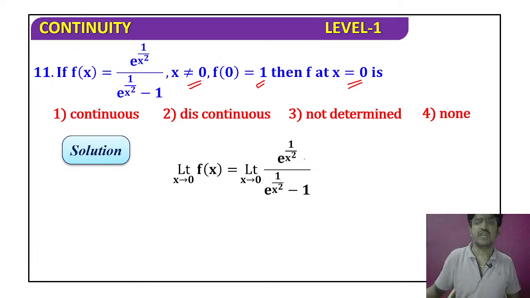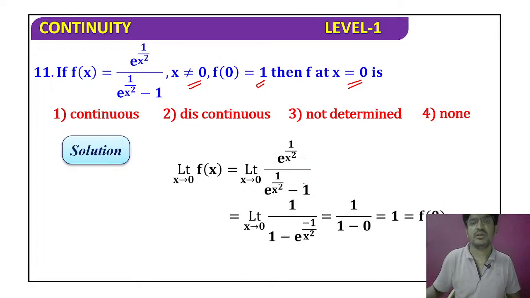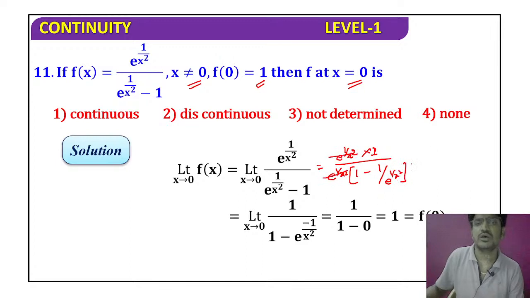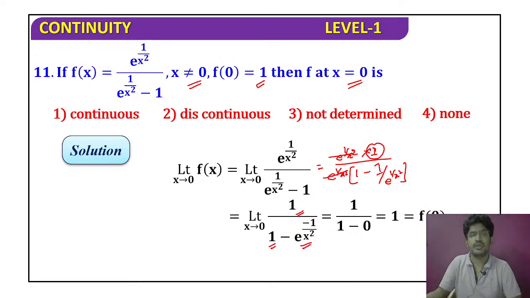Take e to the power of 1 by x square common, that will be e to the power of 1 by x square multiplied with 1. Here, e to the power of 1 by x square multiplied with 1 minus 1 by e to the power of 1 by x square. You can cancel these two terms. So now you will remain with 1 divided by 1 minus 1 divided by e to the power of 1 by x square, which can be written as e to the power of minus 1 by x square.